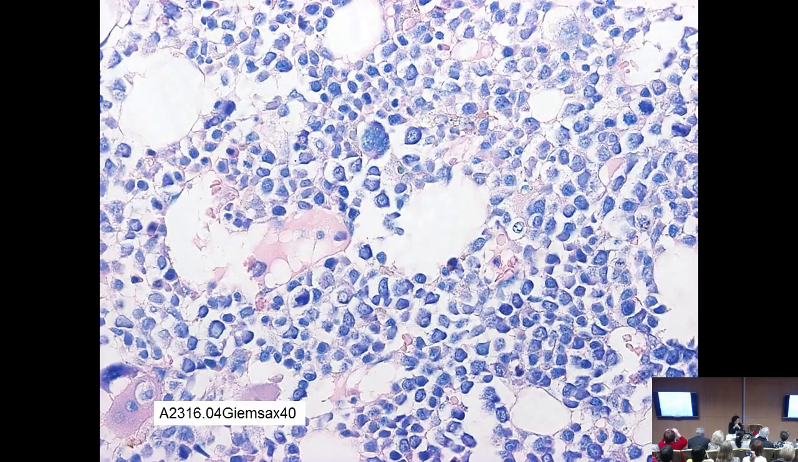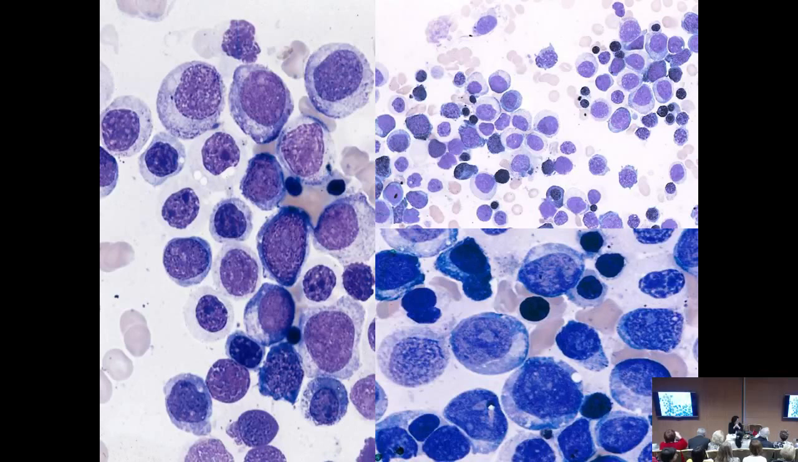And this is a blast content higher than 20%. This is already a secondary AML. You see these numerous blasts all over the place, and the threshold between MDS-EB2 and secondary AML is 20% blasts in the bone marrow. This does not mean that therapy necessarily has to take place, but we diagnose AML, secondary AML, when 20% are crossed.